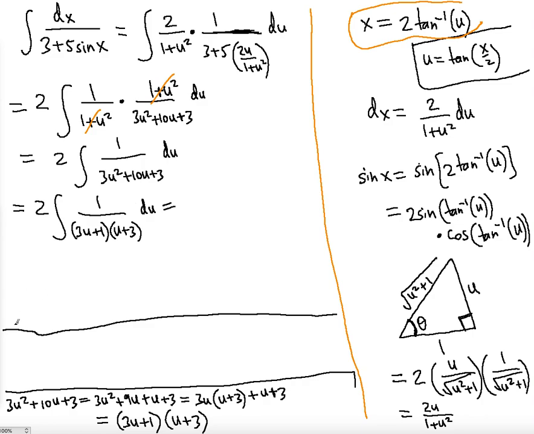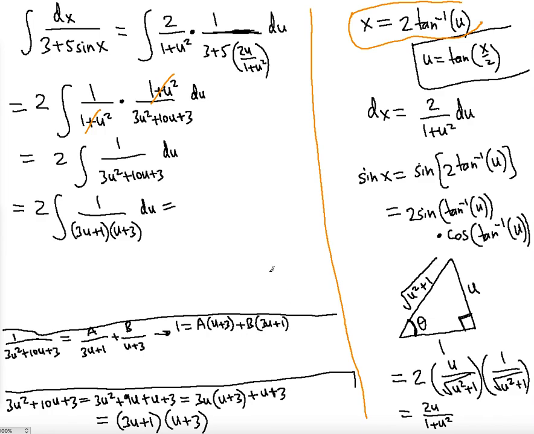first let me write it as 1 over 3u squared plus 10u plus 3 is equal to this, right? So a over 3u plus 1 plus b over u plus 3. Multiplying both sides by the denominator, you will get 1 is equal to a times u plus 3 plus b times 3u plus 1.